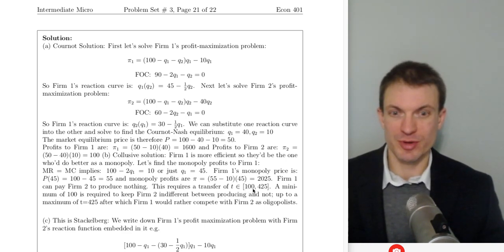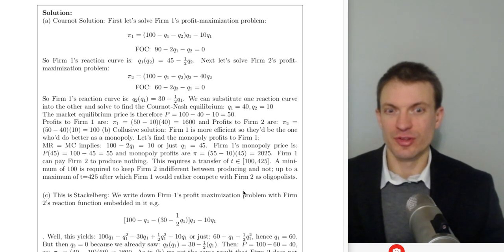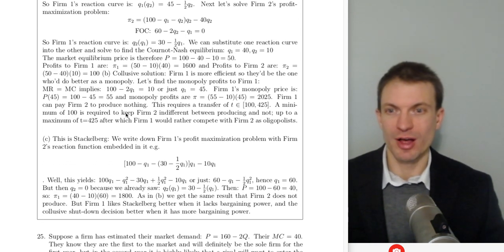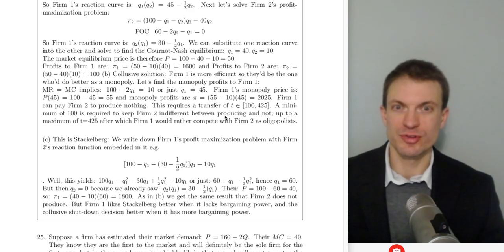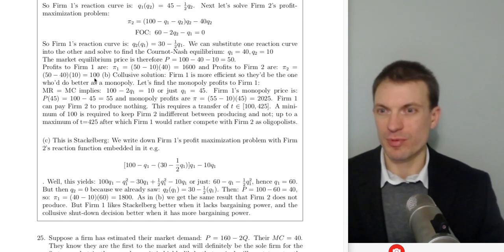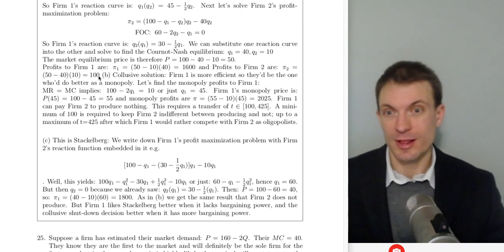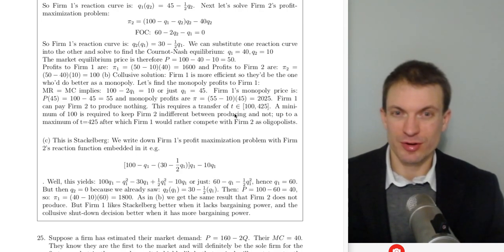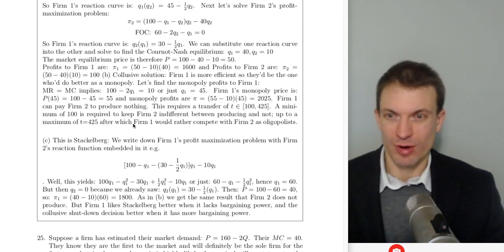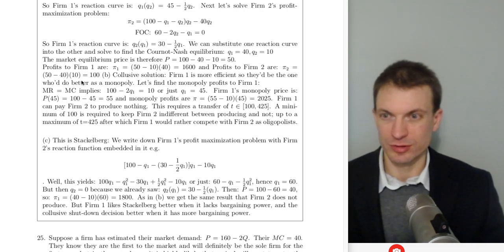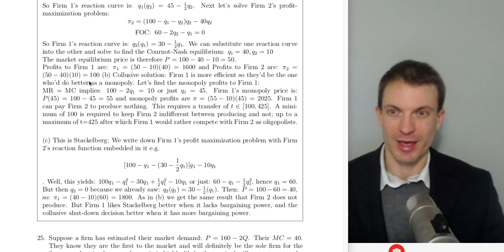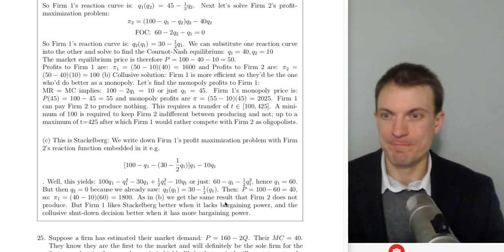The transfer would be somewhere between 100 and 425. We need a minimum of 100 to keep firm 2 indifferent between producing and not, because their Cournot profits were 100. If they stay in the market, they'll get 100. We want to keep them out, so we'll pay up to 425. Why? Because after paying 425, deducting 425 from 1225, our profits are lower as a monopoly buying out the other firm than they would have been in Cournot, getting 1,600.